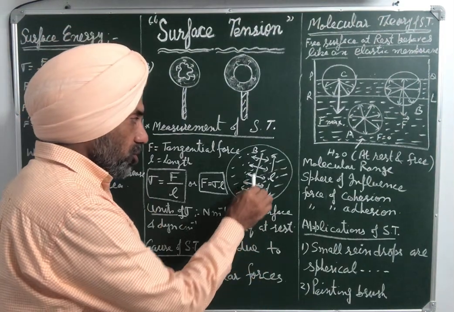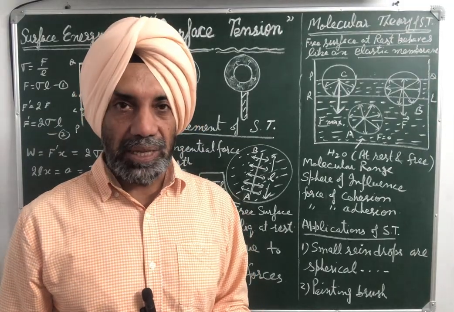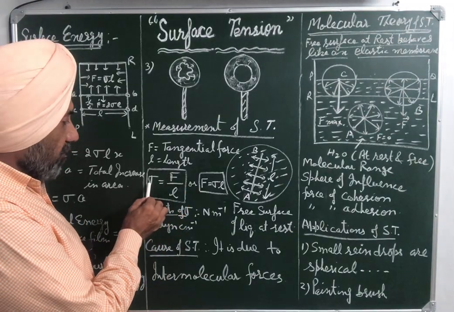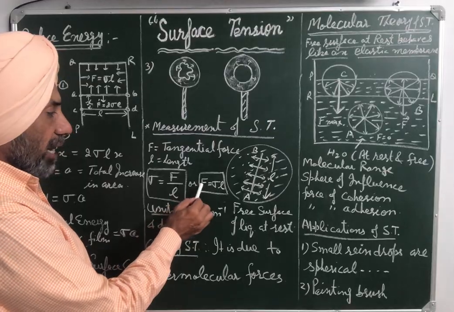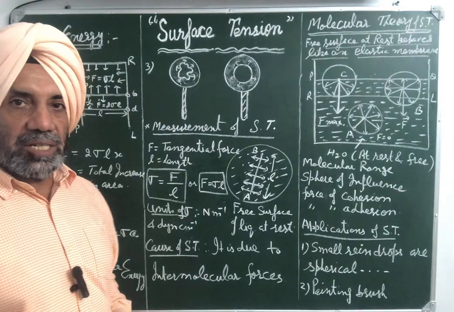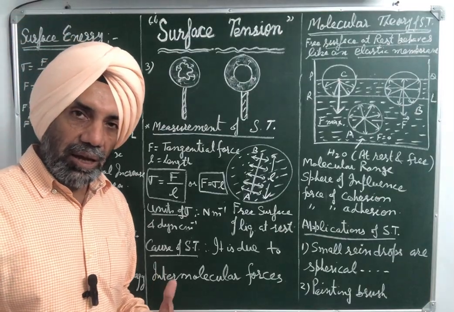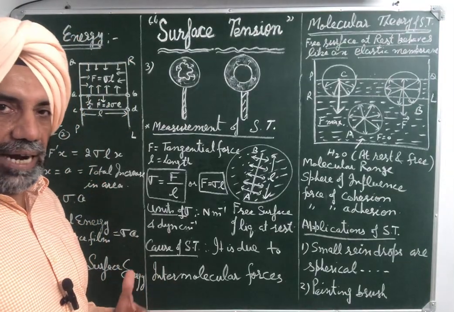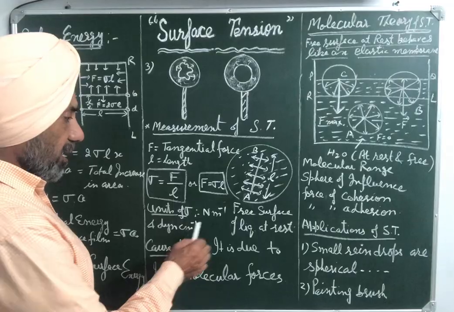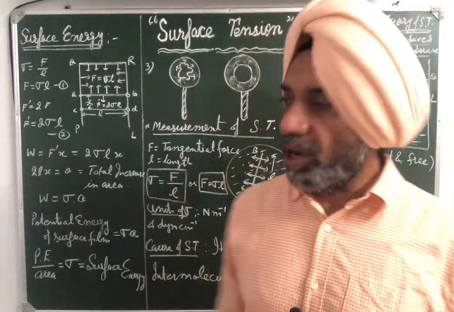So this tangential force acting per unit length is the measure of surface tension of the liquid mathematically. So tangential force acting per unit length is called surface tension. So sigma is equal to F upon L, or F is equal to sigma into L. Sigma stands for surface tension. Surface tension is defined as the tangential force acting per unit length on an imaginary line on a free surface of the liquid at rest. Units of sigma are newton per meter in the SI system, dyne per centimeter in the CGS system. And the cause is very clear: intermolecular forces are the cause of surface tension.